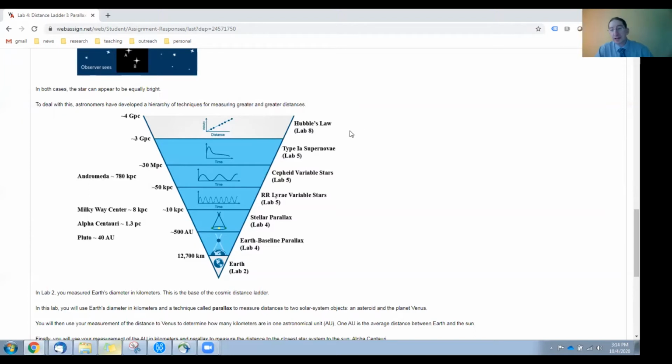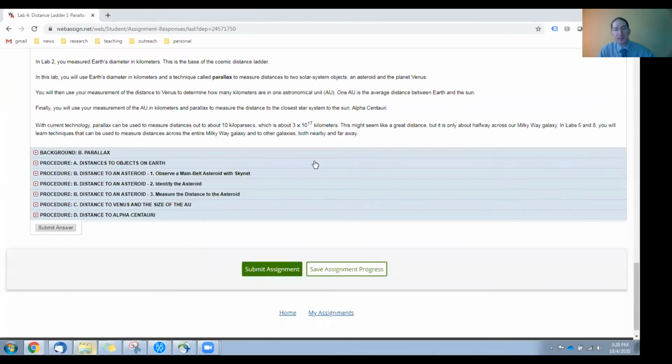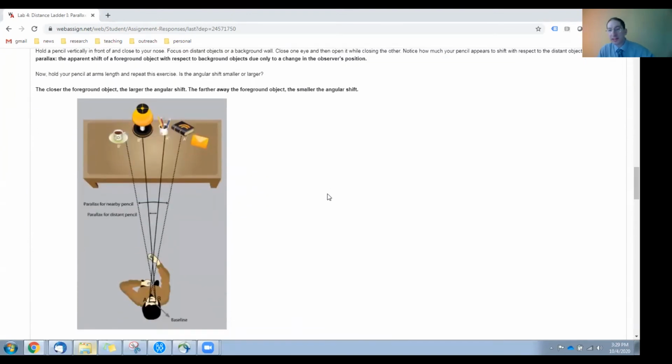Then in lab 8, we'll cycle back to the cosmic distance ladder, and we'll learn how to use measurements of a galaxy's apparent recessional speed, how fast it appears to be moving away from us, to measure its distance. This technique, called Hubble's Law, can be applied to any galaxy all the way out. But in this lab, we'll begin by learning the parallax technique, which applies to the second and third rungs of this diagram and can be used to measure distances within our solar system and to the nearby stars. So let's go down to the next background section, in which I'll describe the parallax technique.